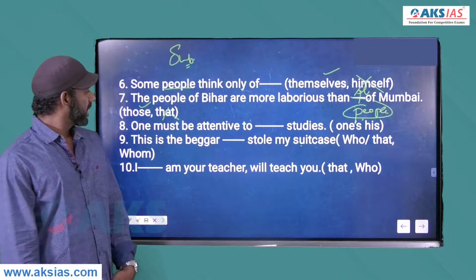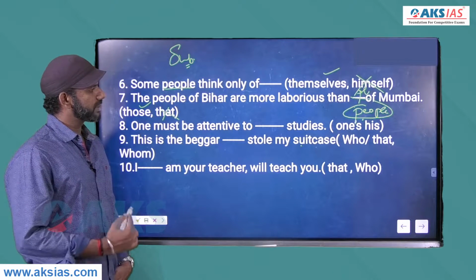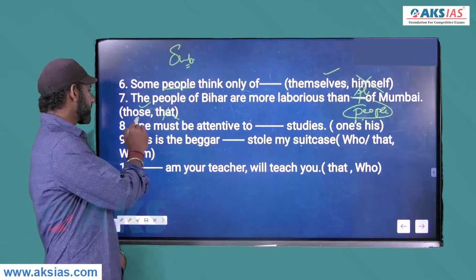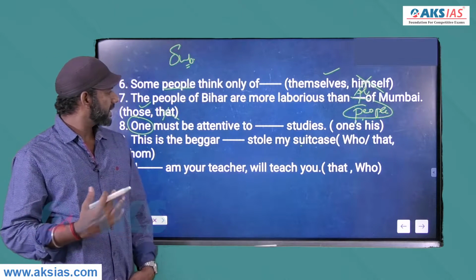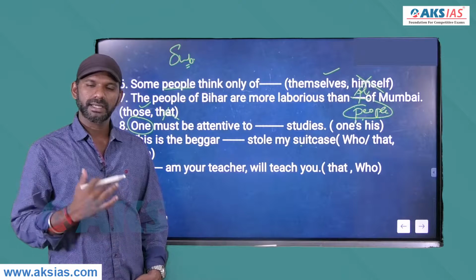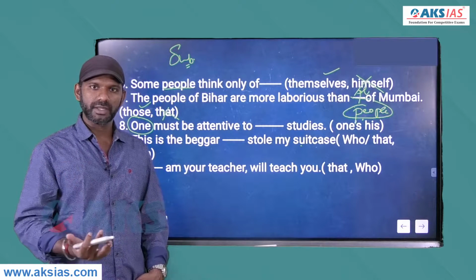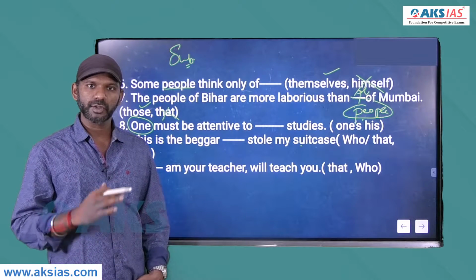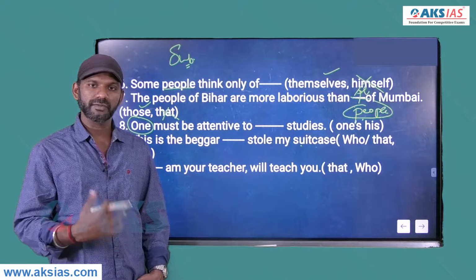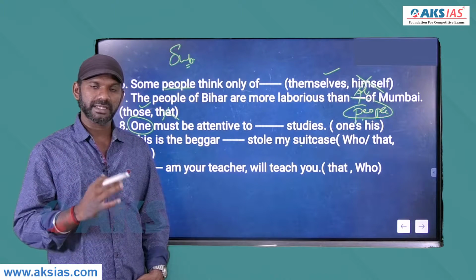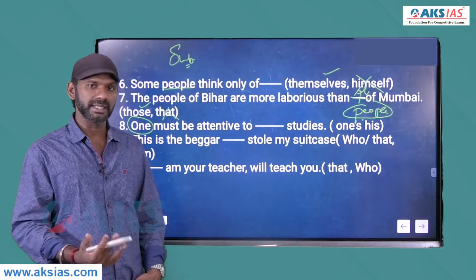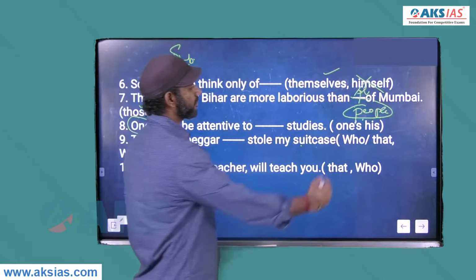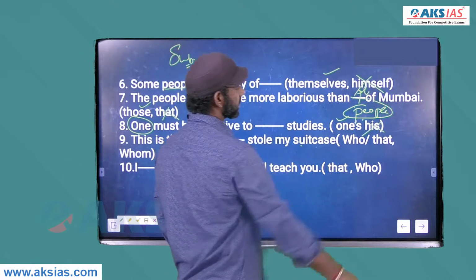Come on next. One must be attentive to dash studies. The subject of the sentence here is one. Now, I must be attentive to my studies. You must be attentive to your studies. He must be attentive to his studies. She must be attentive to her studies. We must be attentive to our studies. They must be attentive to their studies. One must be attentive to one's studies, right?